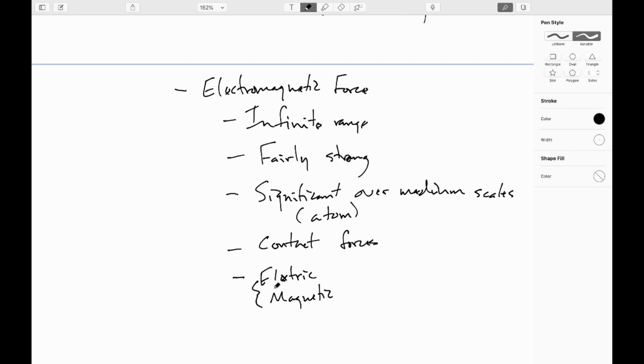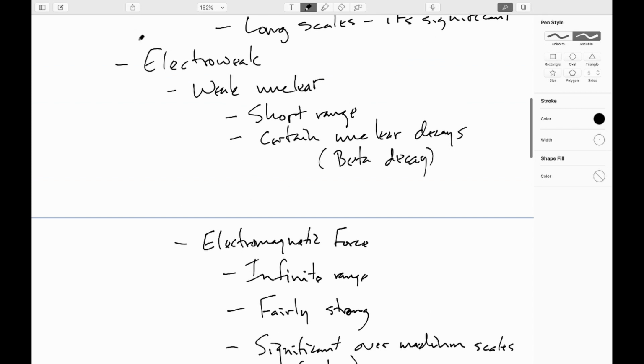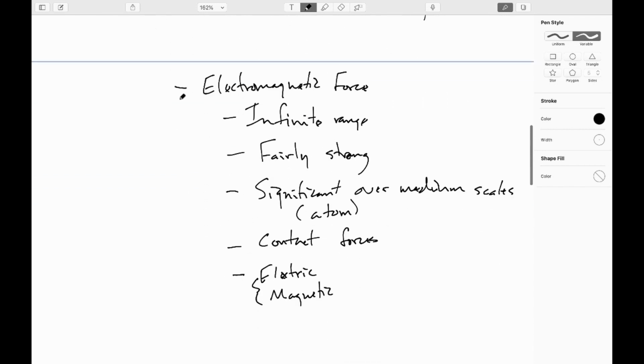In the 1870s, these two seemingly different forces were shown to be two aspects of the same thing. And in the 1970s, these seemingly two different forces were shown to be two aspects of the same thing.